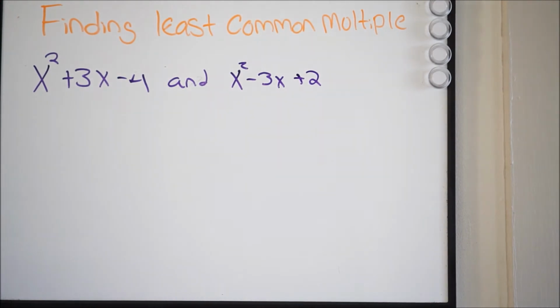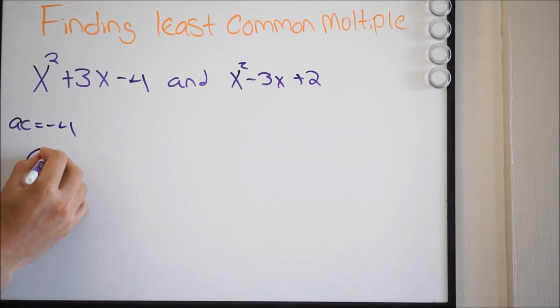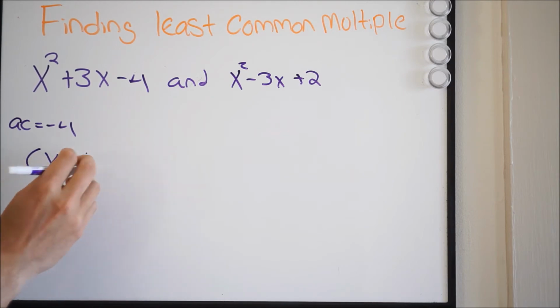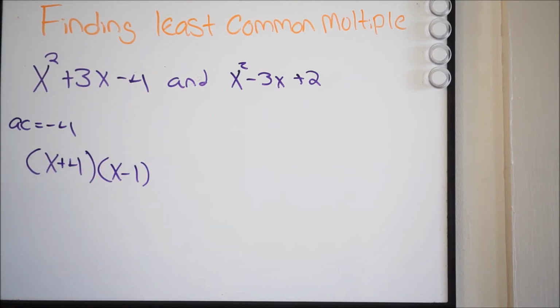Here we're given a quadratic, and we're asked to find the least common multiple. So what you want to do here is go ahead and try to factor both of these. If I look at this right here, I want to factor this. What can I use to factor this? Again, you can use the AC method here. So a times c will be negative 4. What two numbers when I multiply will be negative 4 but add up to 3? That's going to be 4 and negative 1, so I'll have x plus 4, sorry, and then x minus 1.